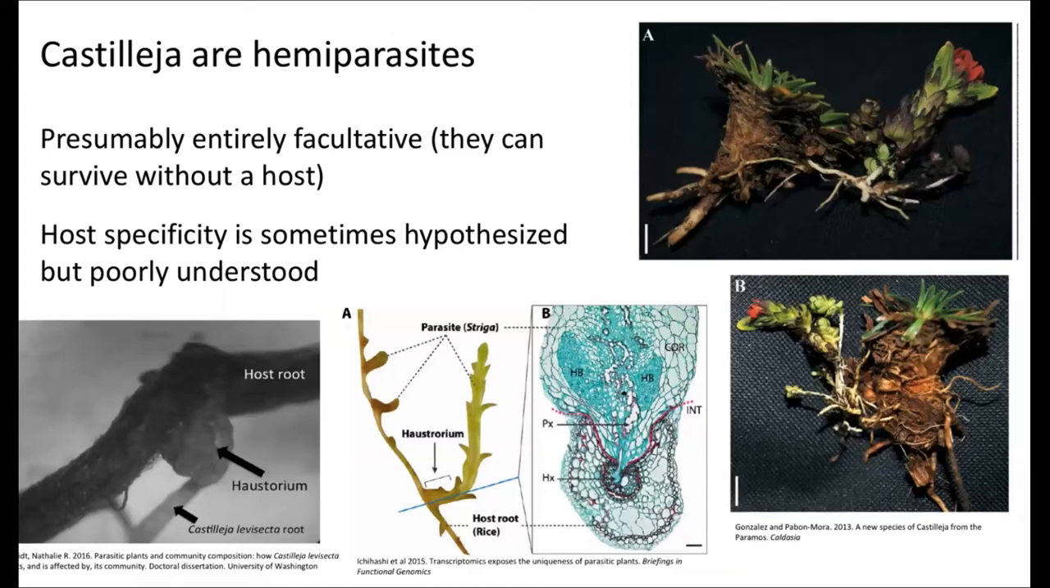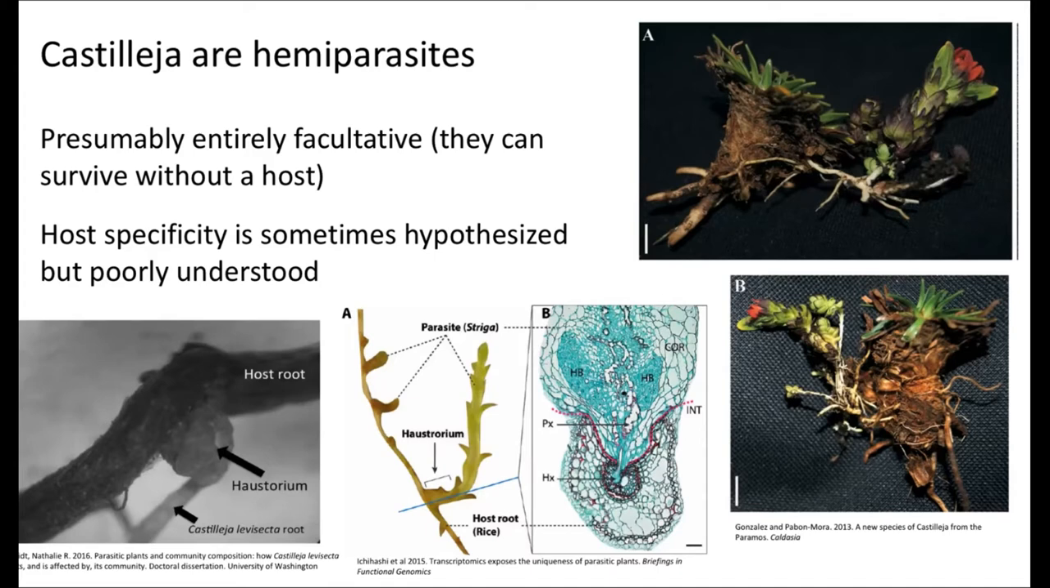But another factor that might be contributing to challenges in the genus that just really hasn't been explored a lot is the fact that Castilleja are hemiparasites. Hemiparasites are still fully capable of performing photosynthesis. This is why there's green tissue in Castilleja. And we assume that they are all facultative hemiparasites, meaning that they can survive without a host. But most of our understanding about parasitism in the group is really organized around other members of the family that have received quite a lot of empirical and experimental attention.